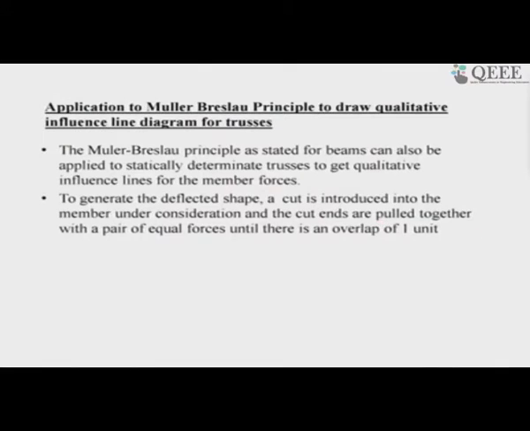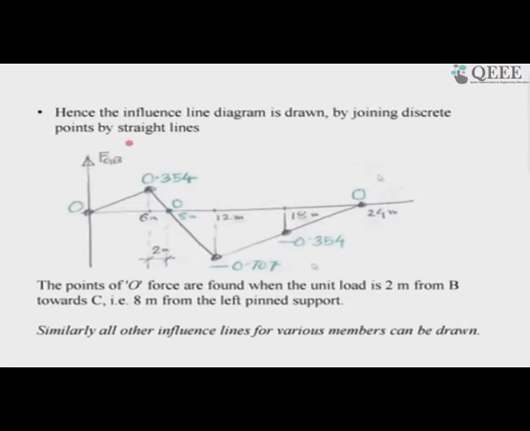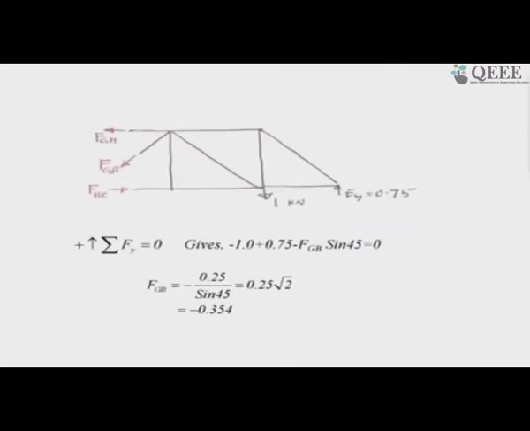If that is happening, we see how the truss is deforming. Keeping track of the node points and how they are displaced, and joining those node points, we will get the qualitative shape of the influence line diagram. We have this. So, let us examine the truss.